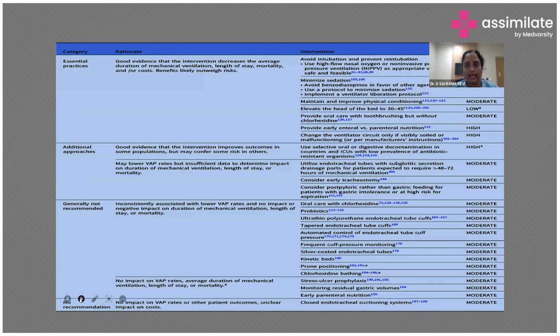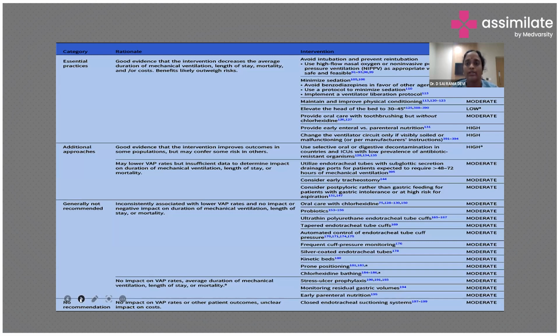So though this slide appears very clumsy, it is very important that I say, okay, don't use chlorhexidine, use toothbrush. I say avoid benzodiazepine. So there are certain proven things which are very important, that is essential practice, which have shown good evidence: avoid intubation, not in all the patients, but avoid intubations where you can prevent them, like in COPD, pulmonary edema, an immunocompromised host, where you can use NIV or high flow nasal oxygen. Then minimize the sedation.